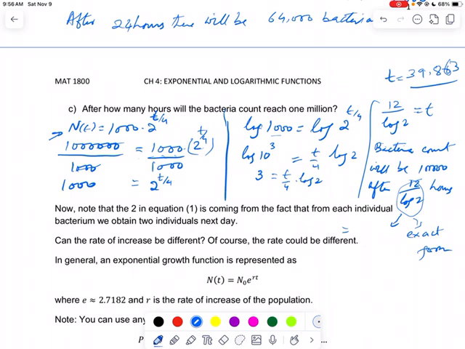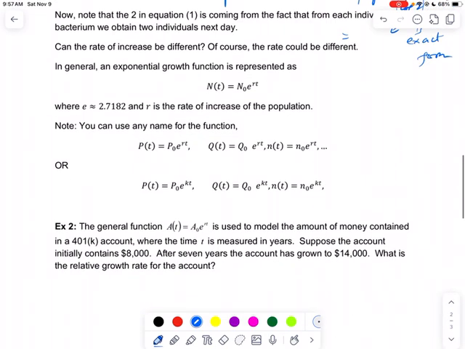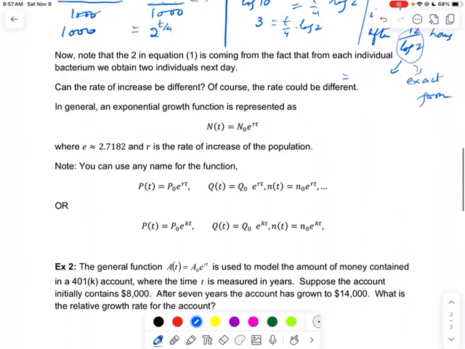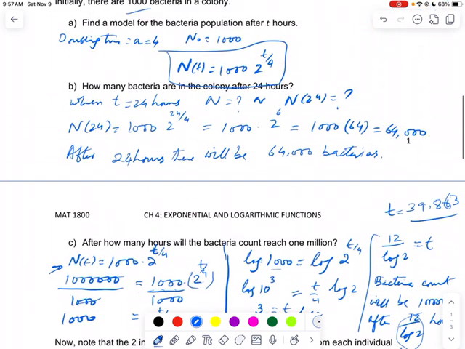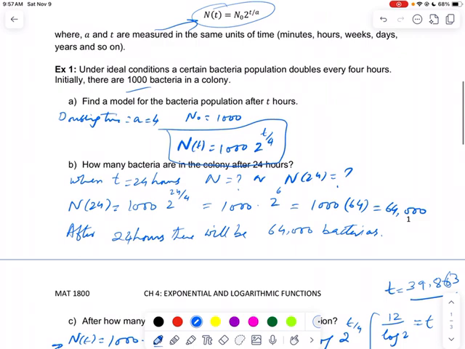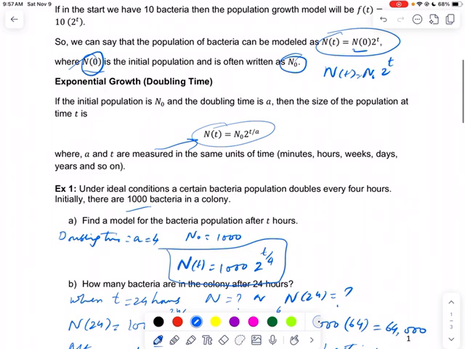Because in WebAssign, in the online homework, they ask you to take the calculator and find the approximate value. So about 39 bacteria. Now note that in equation 1 that we have up there, we are raising 2 to the power of t. So we have the exponential function 2 to the power of t. We are using that function.